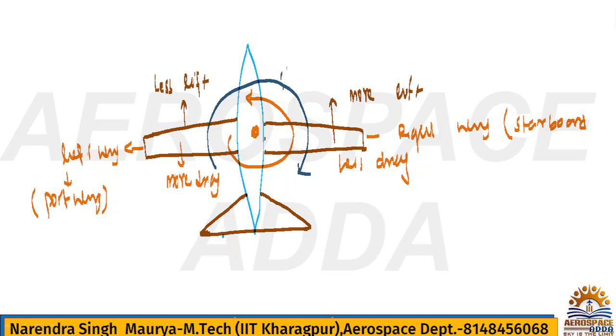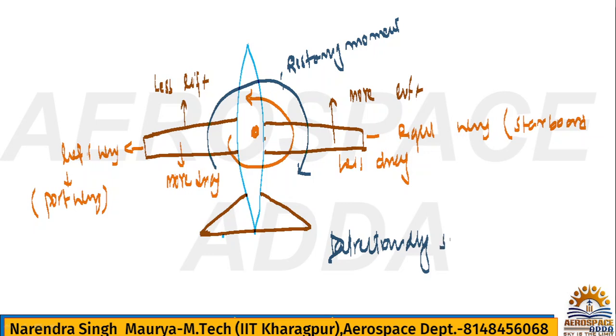This is the restoring moment. Restoring moment. All right. So this will be the laterally, sorry, directionally stable airplane. This will be called a directionally stable airplane because it is trying to come back to its original position. Okay. Now, what are the criteria for this? What are the criteria for this?